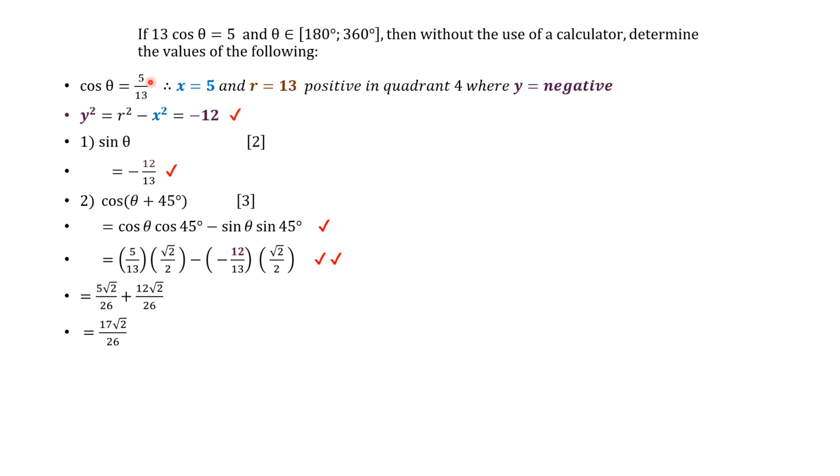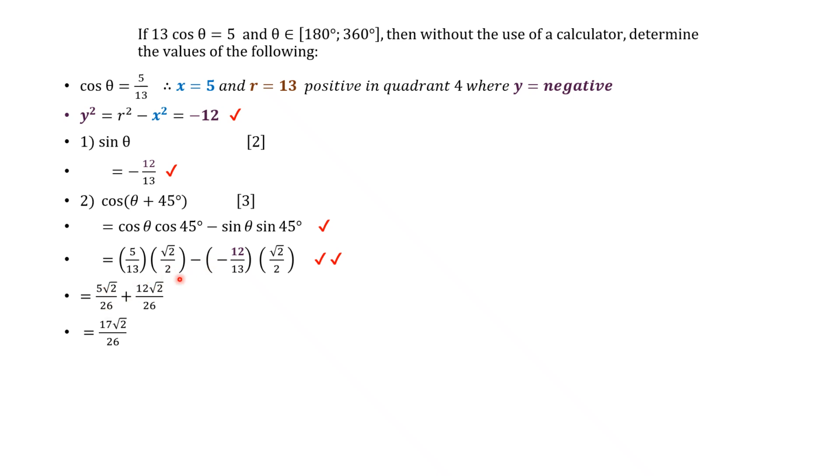So cos theta, we got previously, is 5 over 13, it was given to me. Sin theta would be y over r, and my y is negative 12 over 13. Cos 45, in your calculator, you'll get square root 2 over 2. If you use special angles, 1 over square root 2. So sin 45 is also square root 2 over 2. So there 5 times square root 2 gives me 5 square root 2. 2 times 13 gives me 26.